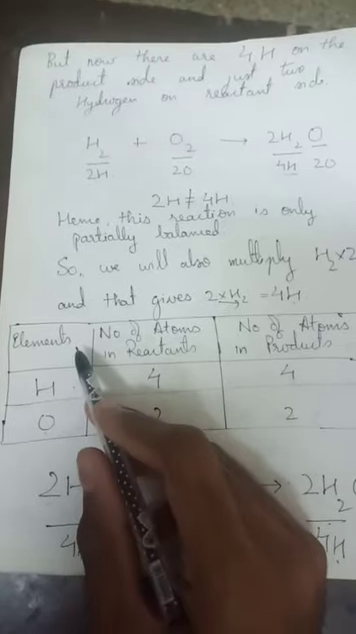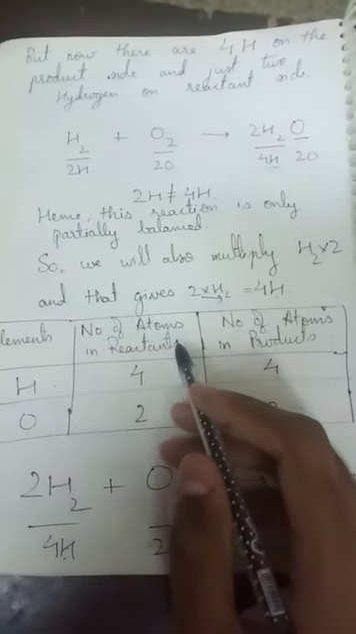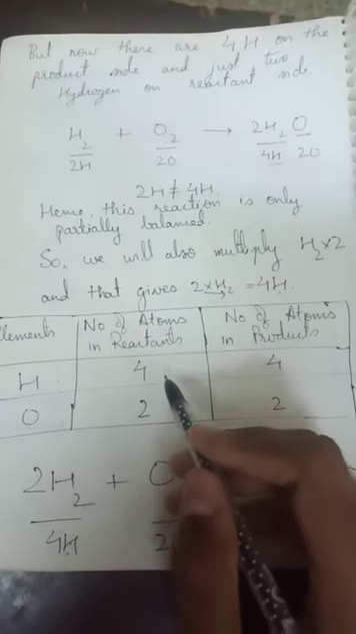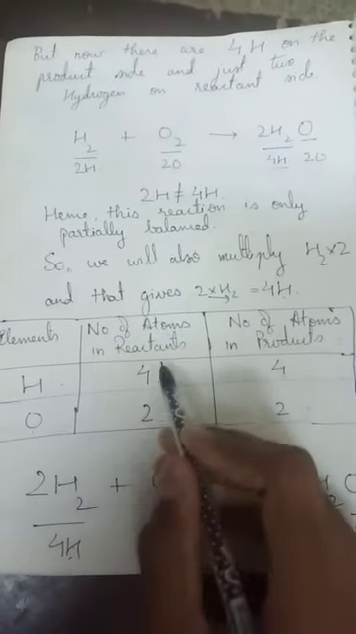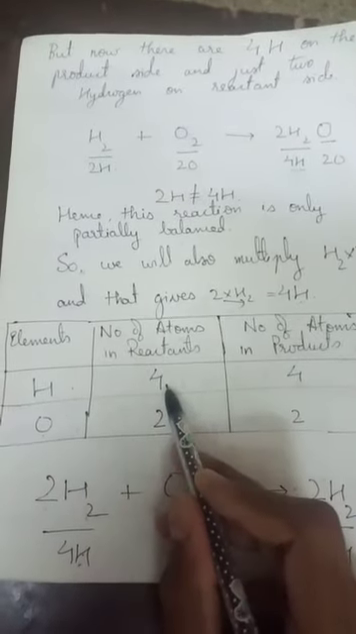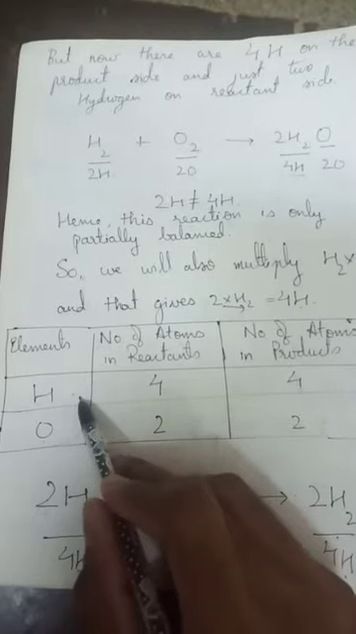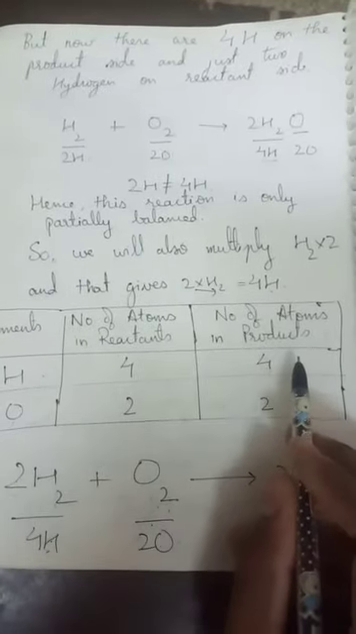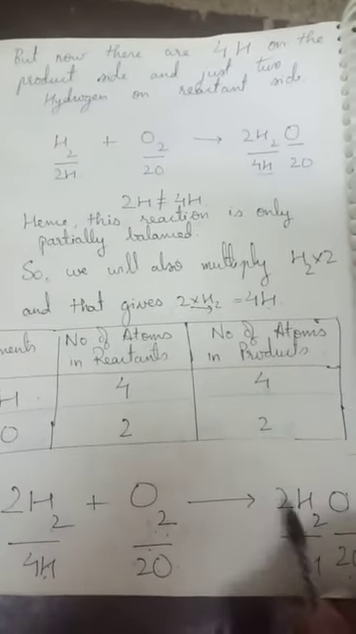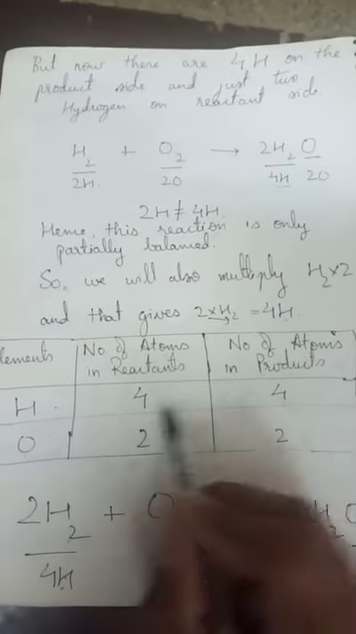If you draw a table, then you will clearly understand that the elements in this reaction are hydrogen and oxygen. The number of hydrogen atoms in reactants, reactants meaning the left side, is 2 into 2, which is 4. The number of atoms in products, 2 into 2 hydrogen, again it's 4. So reactant and product, 4 hydrogens, the hydrogens got balanced.